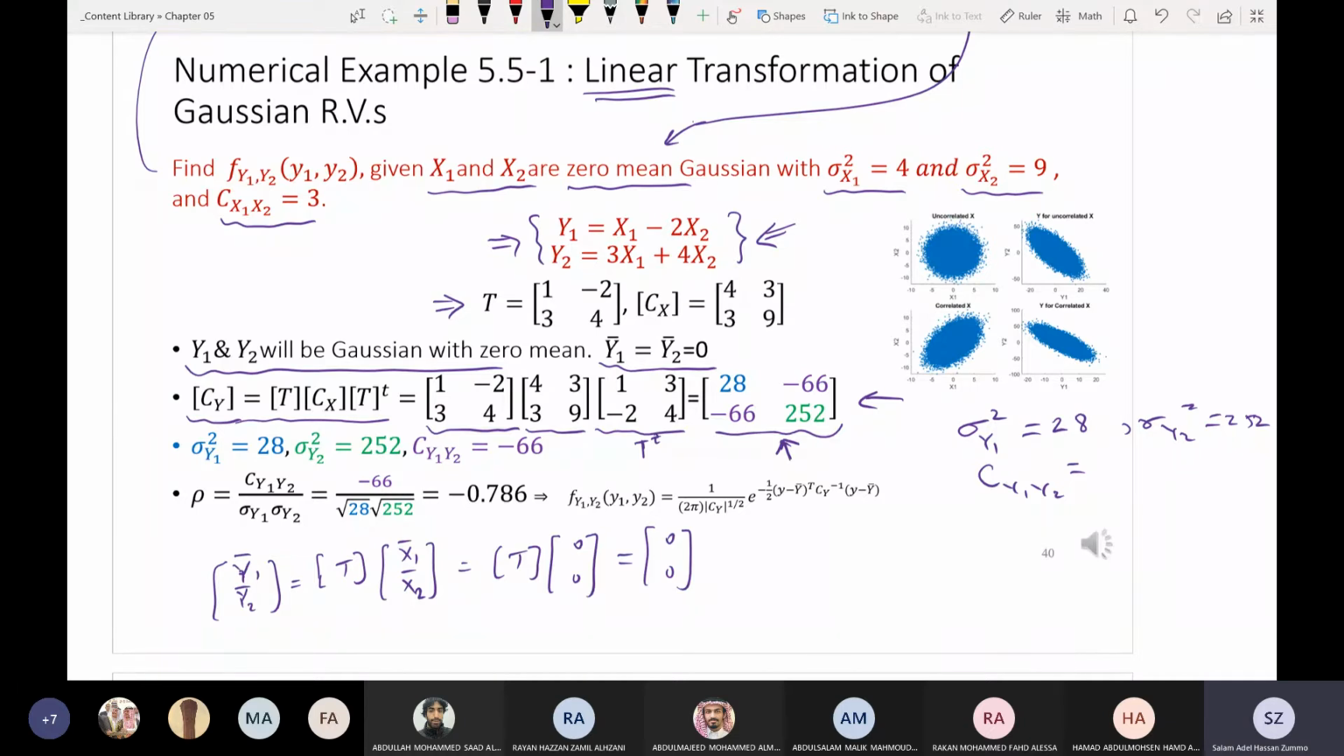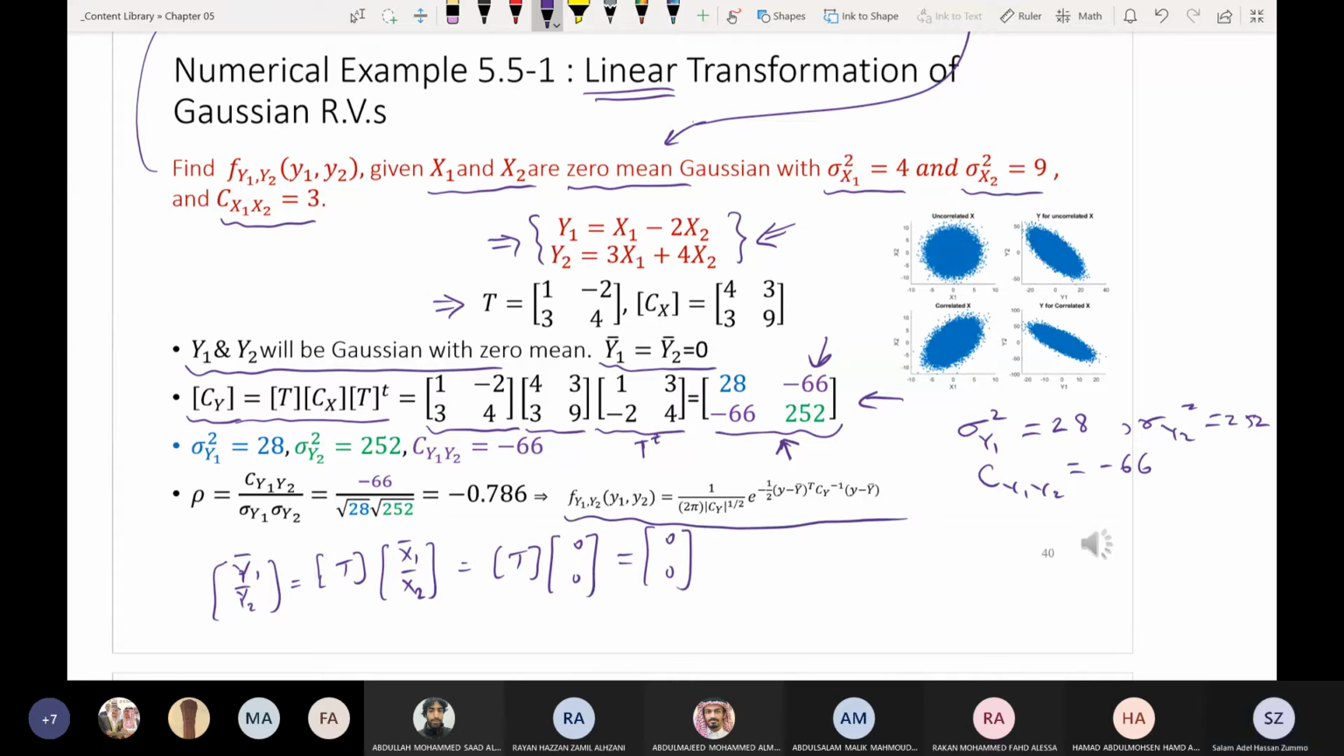Okay, so basically, as you can see, we read it from here. It's minus 66. The covariance between y1, y2 is in the off-diagonal, the two elements that are non-diagonal, which is minus 66. Okay. So now I know everything about y. I can write the PDF. Here is the PDF.